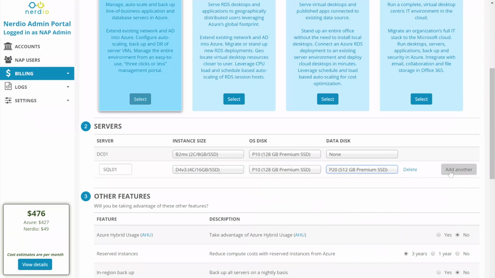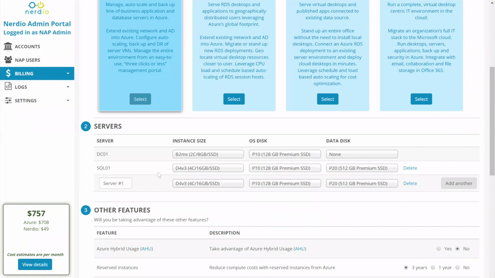Now, when I click add another server, let's say I'm also going to have SQL02, what you'll notice is it's going to clone the settings of the previous server that I added. So instead of starting fresh with whatever the default was, it's actually going to give you the option of just duplicating the previous option you selected.